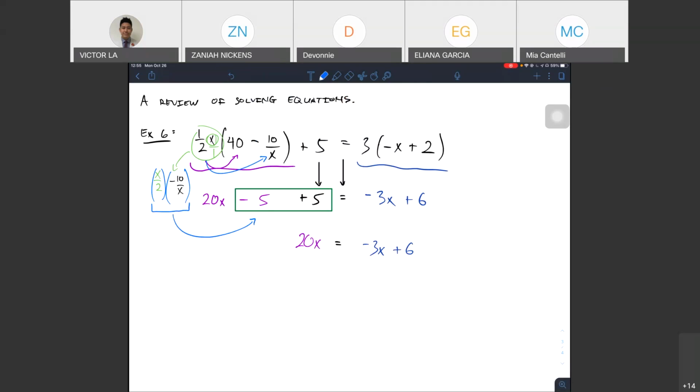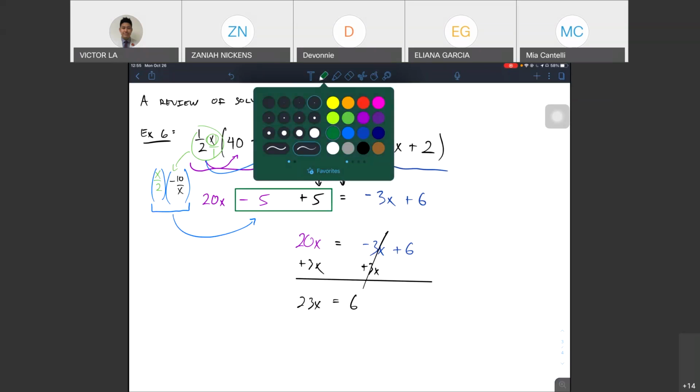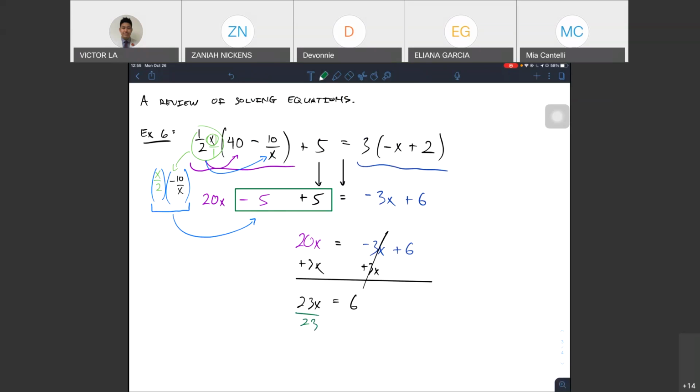And then just in case anyone missed it, remember those two fractions. The negative 10 over x is obviously the black one, but the green x over 2 is just a simplified version to write x. So just a little reminder there. At this point, then you just do your thing, right? Plus 3x, plus 3x. Yeah, cancel here. 23x equals 6. Divide both sides by, let's use green again, 23. 23 is prime, so you know that this doesn't cancel anymore. So this implies x is equal to 6 over 23.